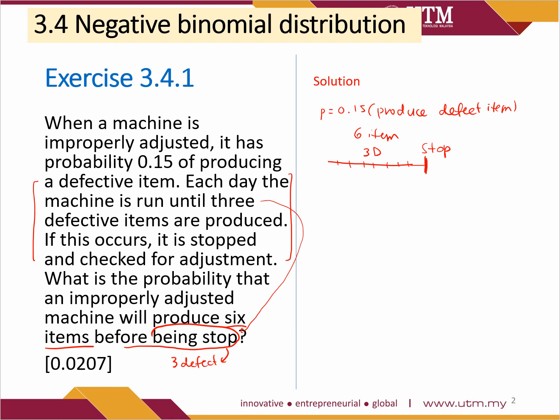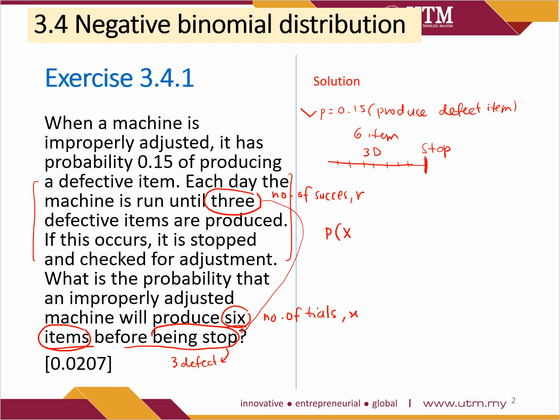So that is our probability. We will use the probability of success, which is producing a defective item, and the 6 items would be our number of trials, and our number of successes would be 3 defective items. The number of successes is defined as R, and the number of trials is defined as X.